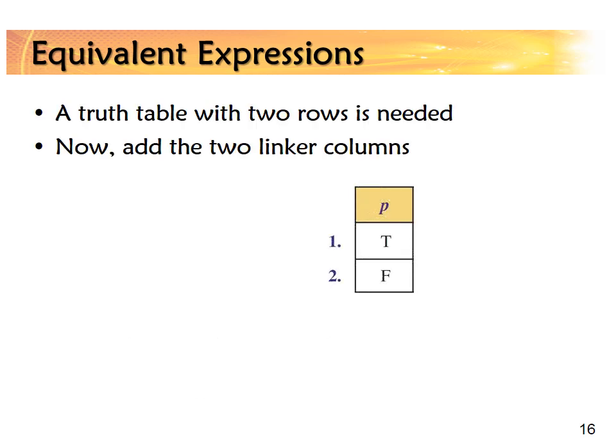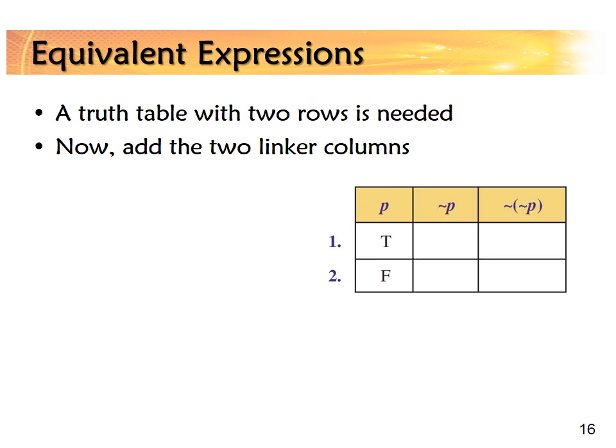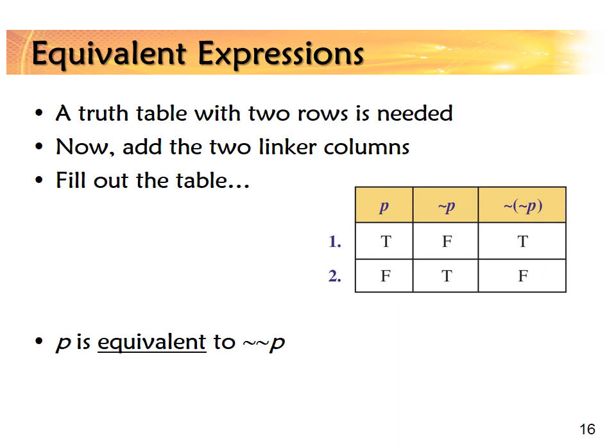So we need a truth table with two rows, and now we have the two linked columns, not and then not, basically. So we'll go ahead and fill in not P, and then we'll fill in not not P. So basically, given this column right here, we just reversed the truth value of the items in that column and put them in this column right here. So that kind of leads us to the conclusion that not not P is really P.